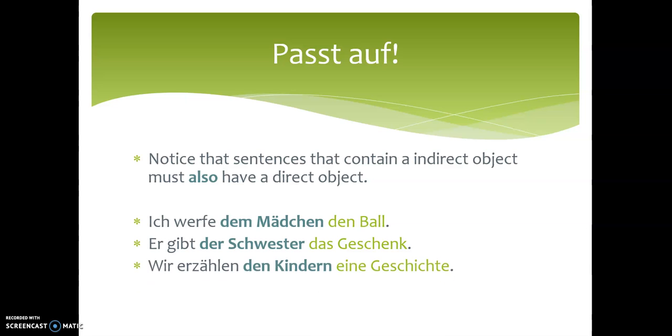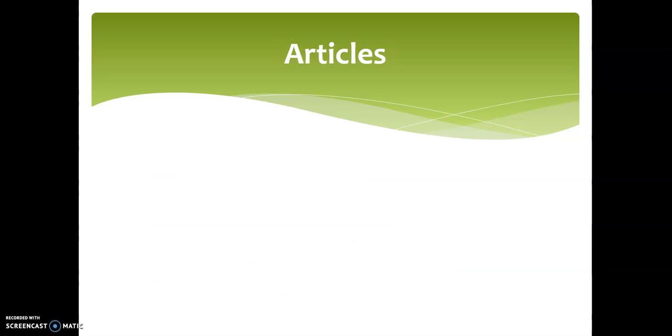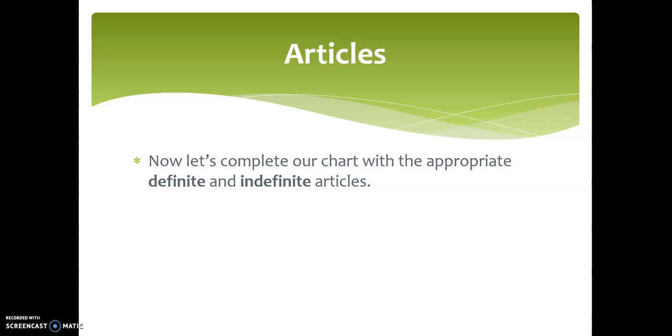"Wir erzählen den Kindern eine Geschichte." We tell the children a story. Both have a direct object and an indirect object. "Du schickst deiner Oma einen Brief." You send your grandmother a letter. Again, both have a direct object and an indirect object. Now we get to the articles.